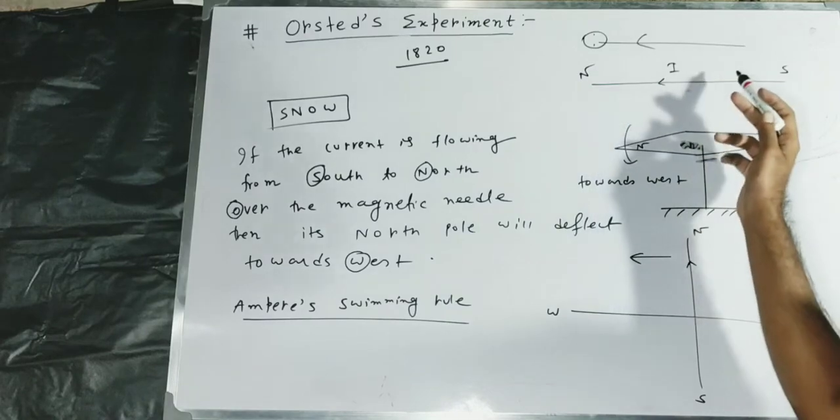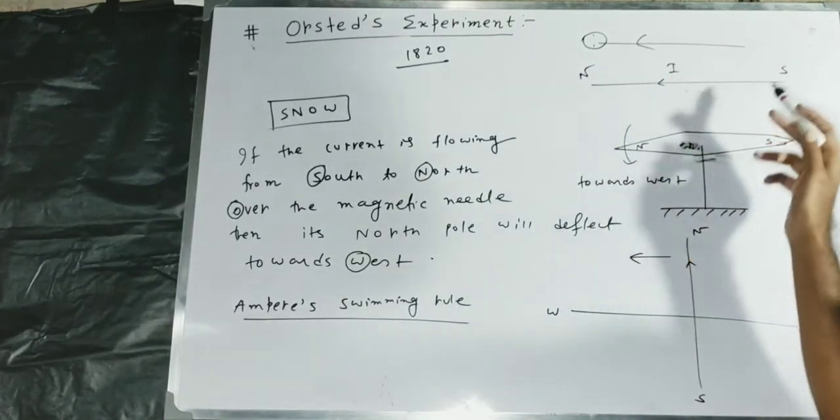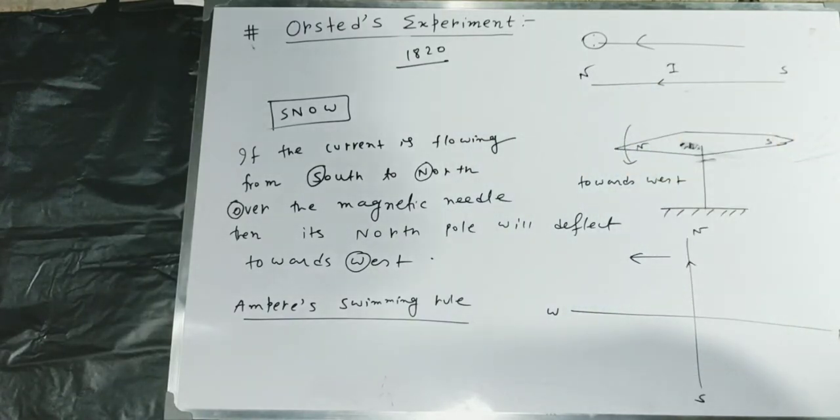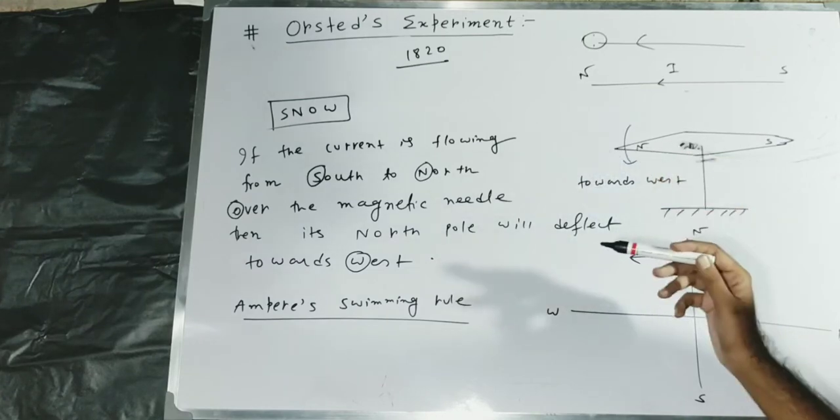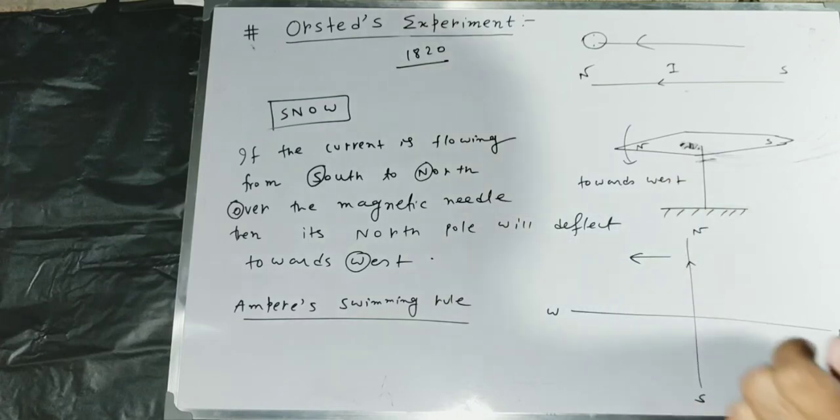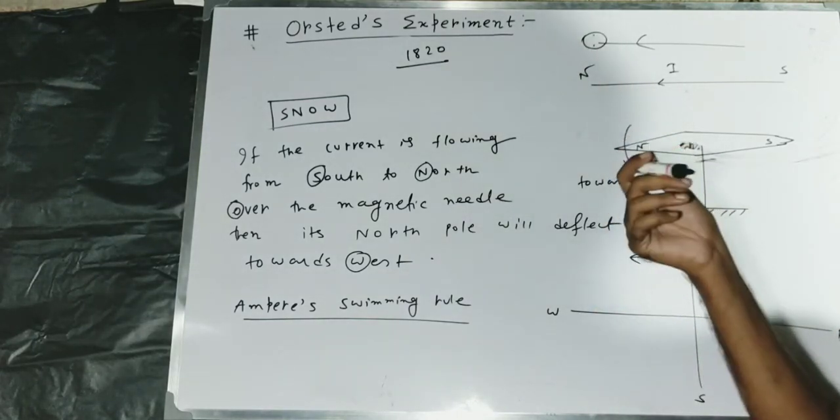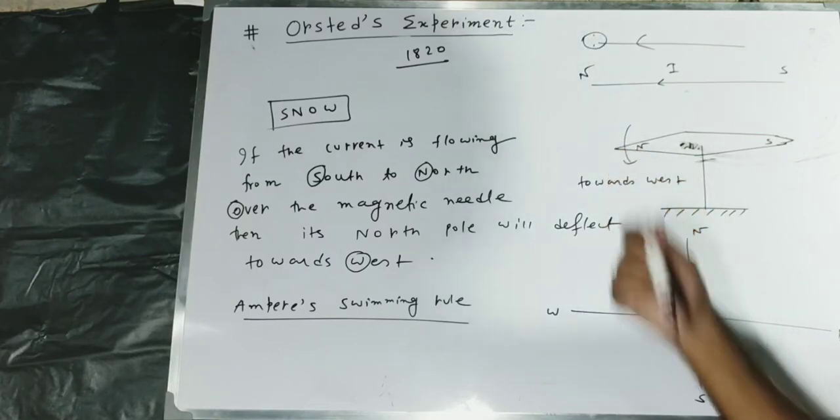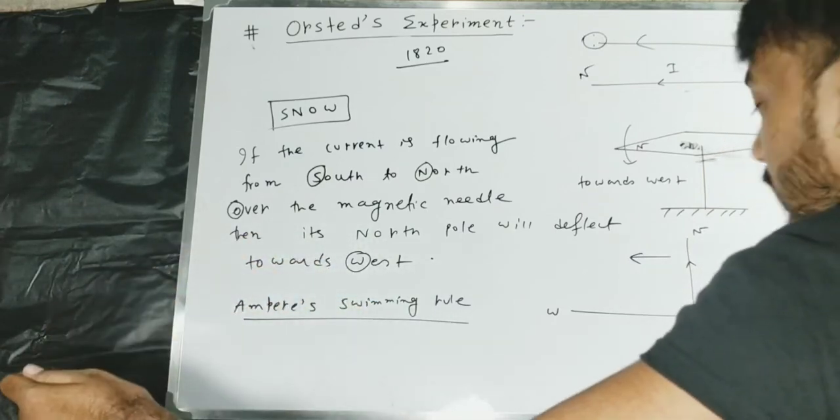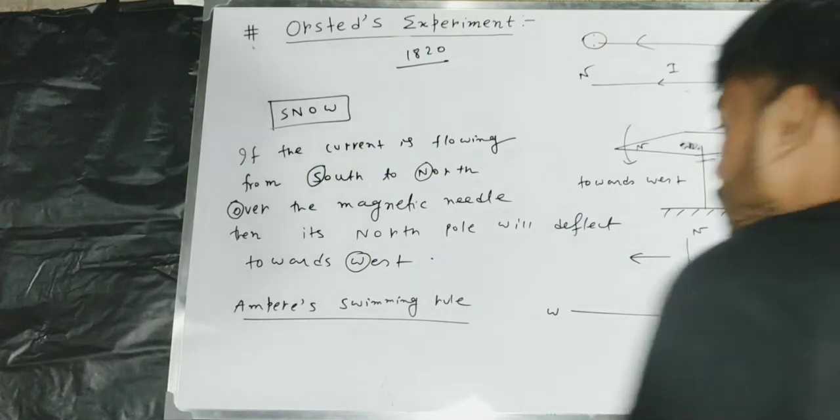So if a person is swimming over the current carrying conductor from south to north, that is, in the direction of current, then the magnetic needle will deflect towards the person's left hand. So the north pole will deflect towards this direction, and that will always be west, because if this is south to north, then the left hand will be on this side. So the north pole will deflect towards the west.